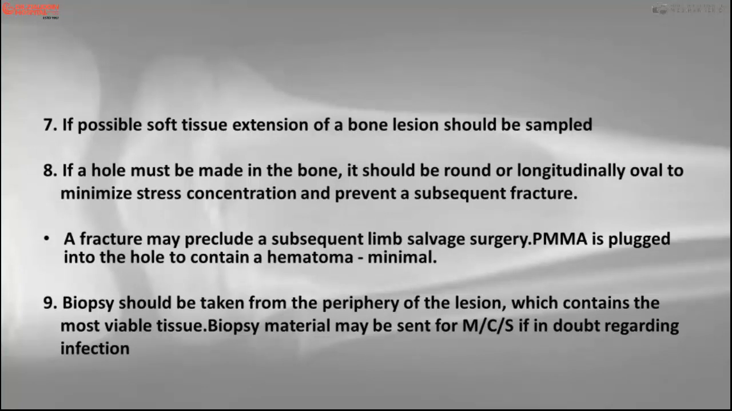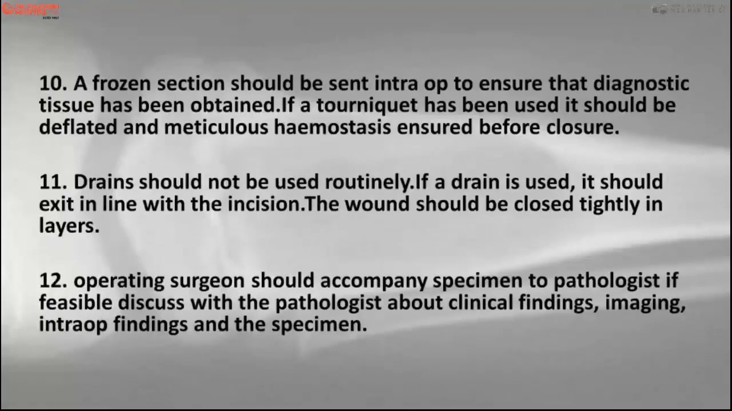Biopsy should be taken from the periphery of the lesion, which contains the most viable tissue, and the biopsy material should be sent for multiple culture sensitivities if in doubt regarding infection. As one of the sayings of our professors goes, we should always do a biopsy for an infection and a culture for a tumor. A frozen section, when available, should be sent intra-op to ensure that the diagnostic tissue has been obtained. If a tourniquet has been used, it should be deflated, and meticulous hemostasis should be done before the closure.